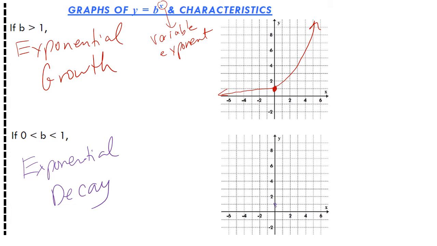Still has a y-intercept of 1, because anything to the power of 0 is 1. But instead of rising as you go left to right, it's decreasing. And then it gets really, really close to 0, never touches it though, and never crosses it. So as you go left to right, it's decreasing.